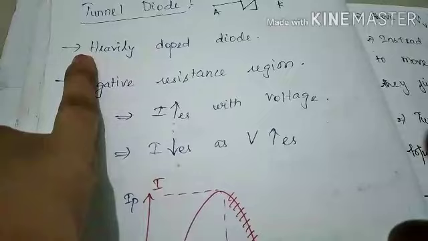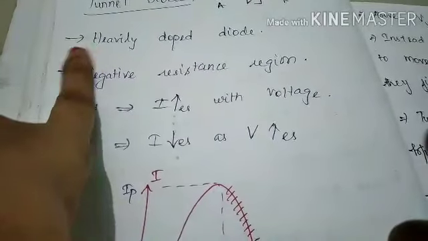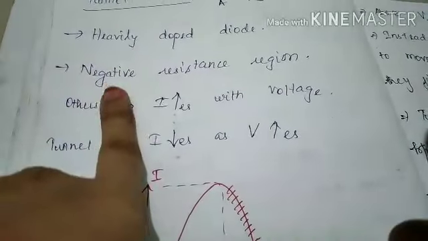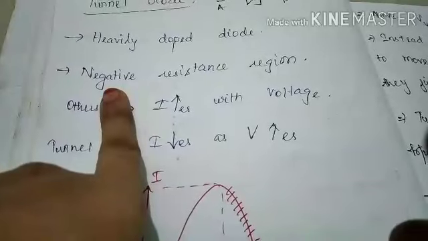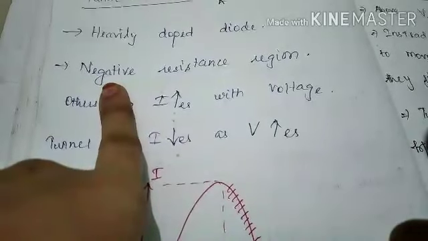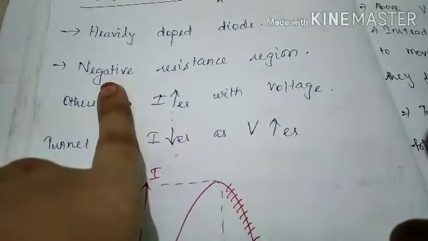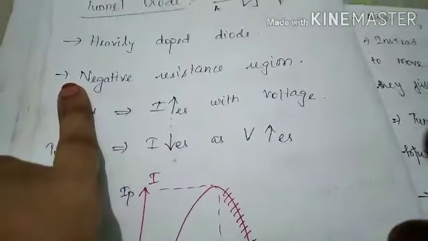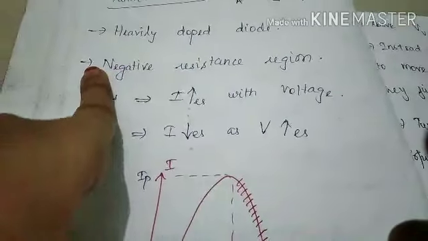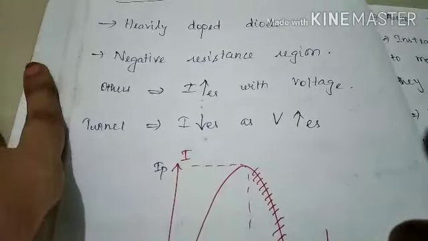And it is a heavily doped diode. The tunnel diode is heavily doped when compared to the Zener diode. The speciality of this diode is the negative resistance region. See, what is meant by negative resistance region?